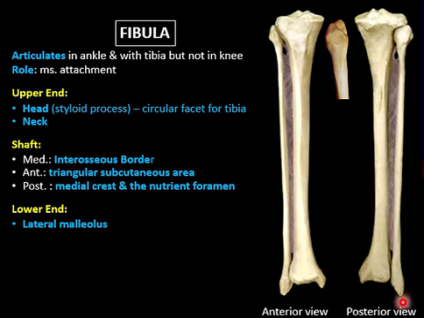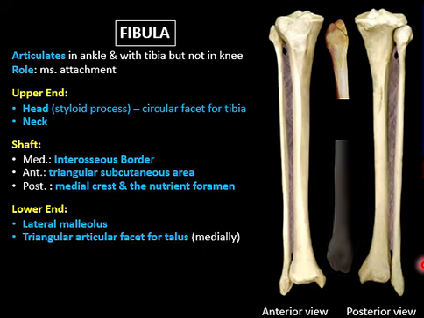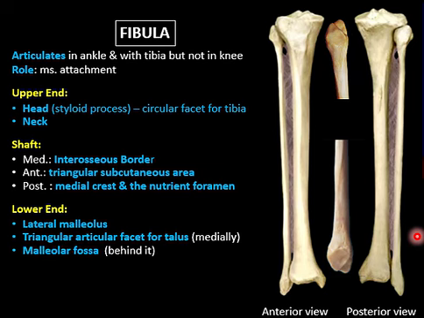fibula projects downwards, making the lateral malleolus, and you can see that it projects lower down more than the medial malleolus. On the medial surface, we can see a triangular facet for the ankle joint. It articulates with the talus, and just behind it, we have a depression called malleolar fossa. And by this malleolar fossa, we can identify the side.